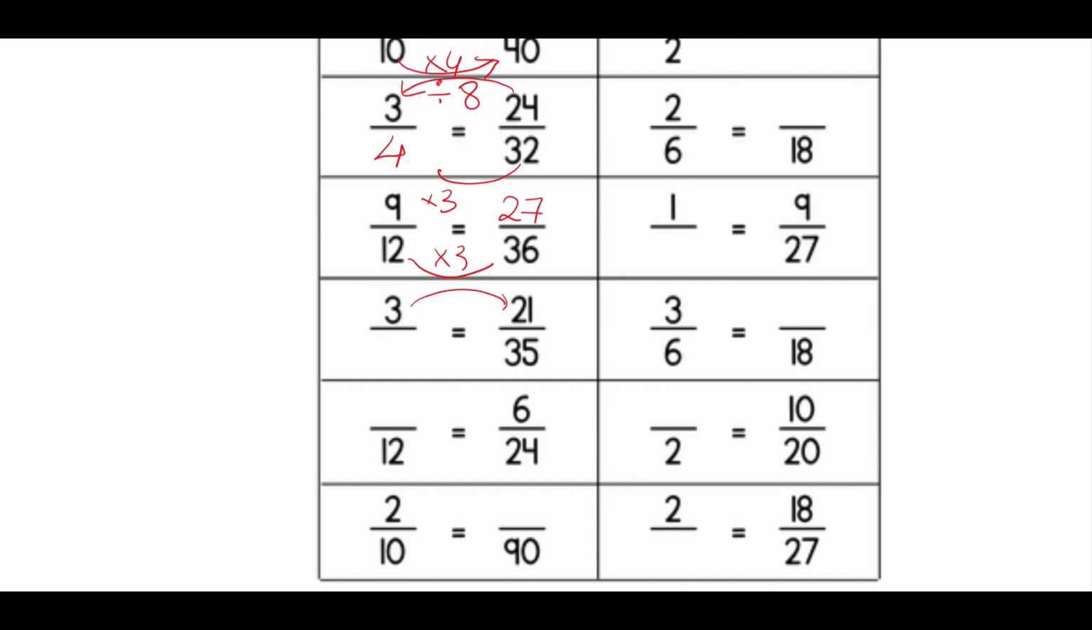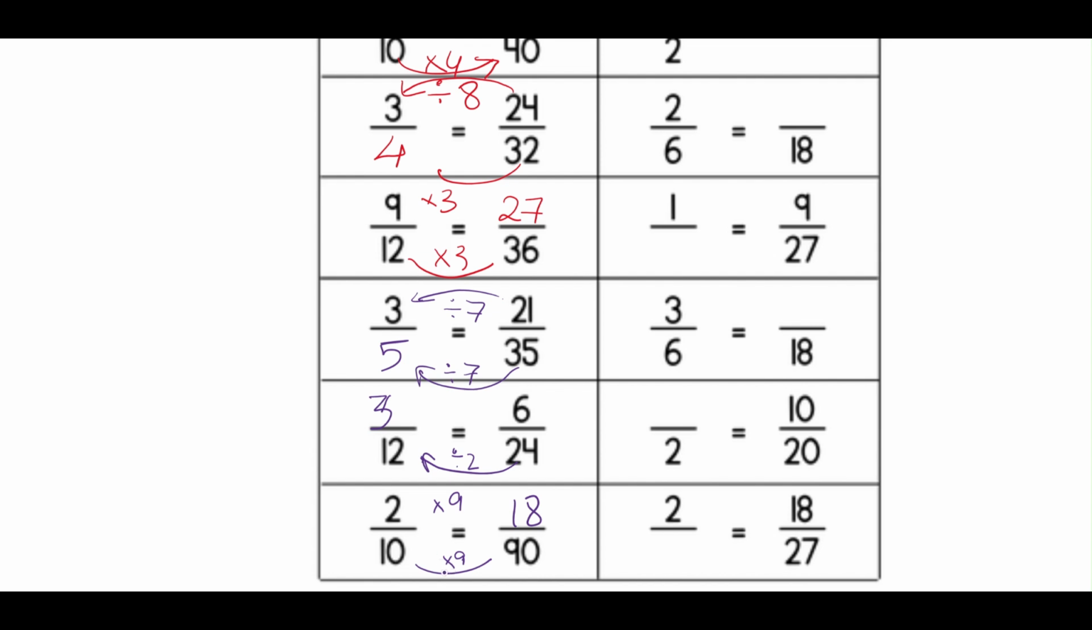So 3 to 21, I'm timesing it by 7. Or I can go the other way around to make it easy. 21 to 3 is divided by 7. 35 divided by 7 is 5. So I'm missing here, so I should come this way. 24 divided by 2 is 12. 6 divided by 2 is 3. Times by 9 is 18.